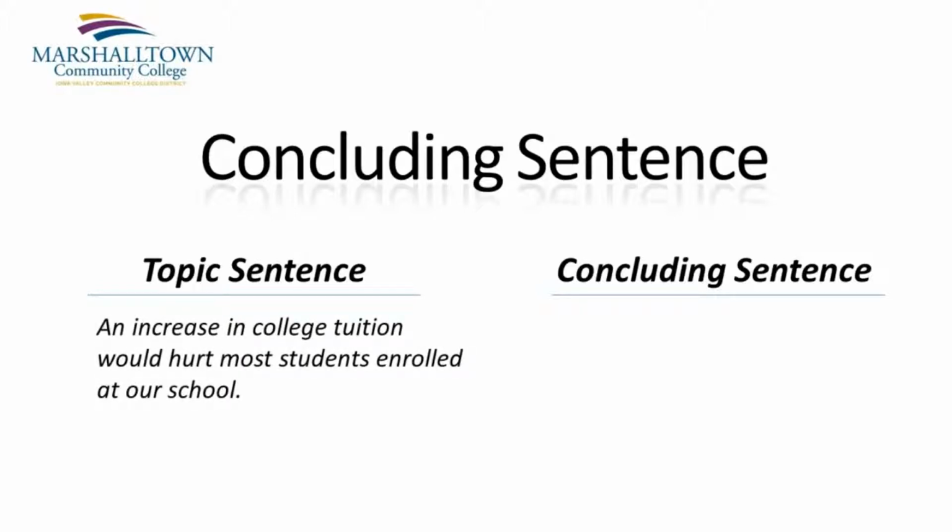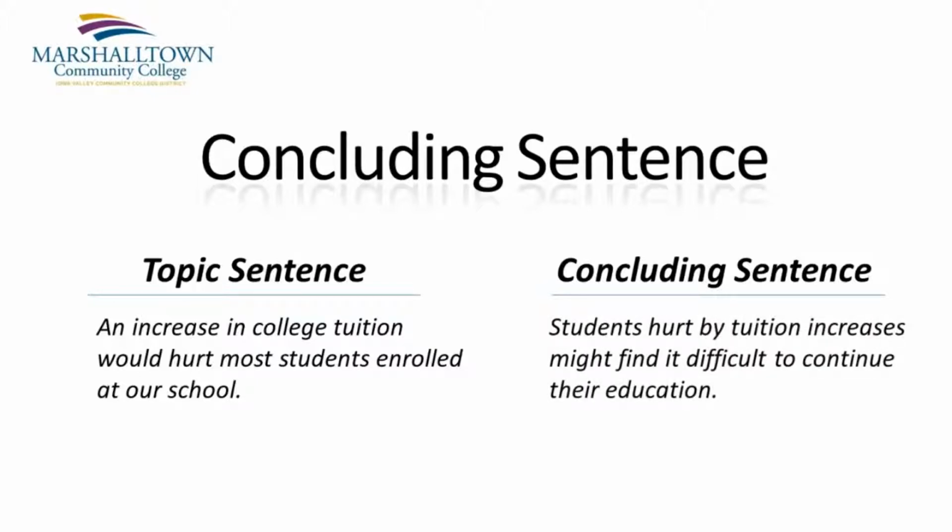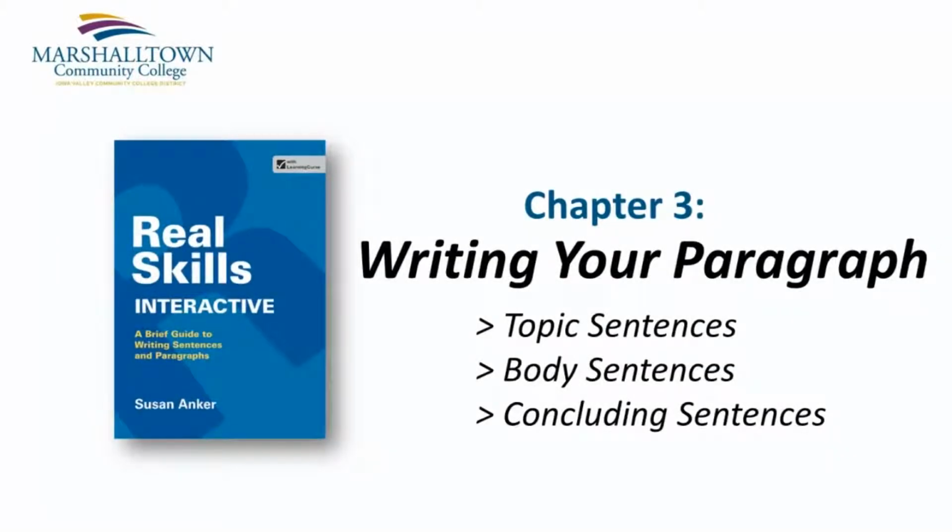Here's another example where a student is writing about a college tuition increase. Her topic sentence reads, "An increase in college tuition would hurt most students enrolled at our school." Now, a concluding sentence for this paragraph might be, "Students hurt by tuition increases might find it difficult to continue their education." Notice how the concluding sentence does a nice job of relating back to the topic sentence, but also adds an additional thought. Students might find it difficult to continue their education. Be sure to read Chapter 3 in your textbook to learn more about topic sentences, body sentences, and a concluding sentence.